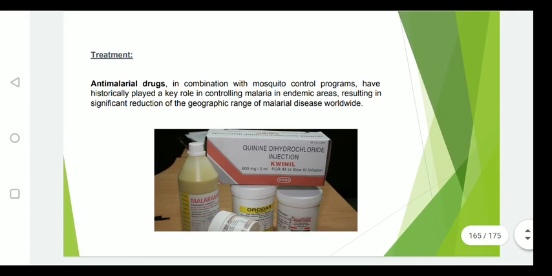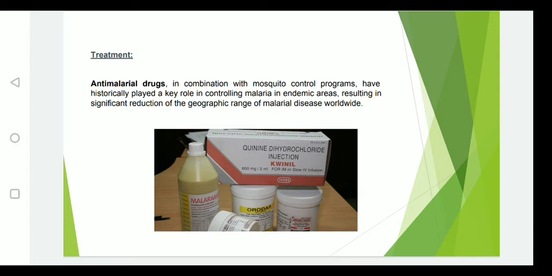Then we'll see the treatment. Anti-malaria drugs we are using. It is a combination with the mosquito control program. And it has historically played a key role in controlling malaria in the endemic areas, resulting in a significant reduction of the geographical area of malarial diseases worldwide.